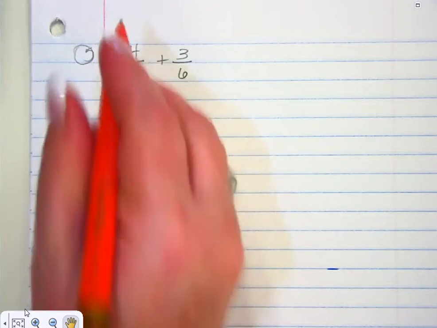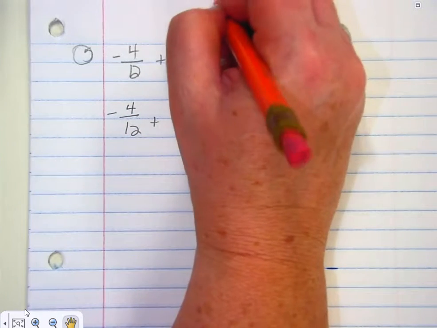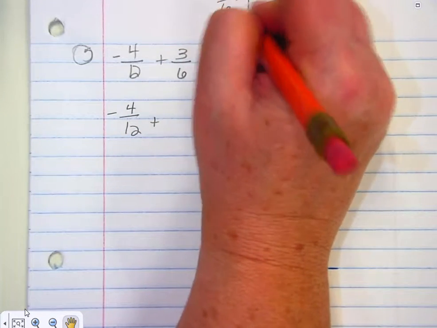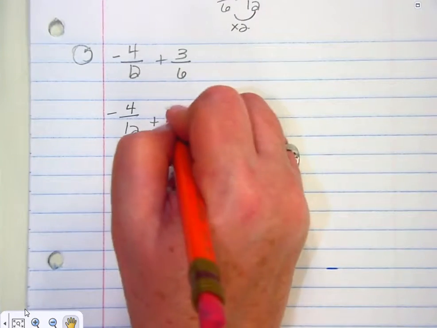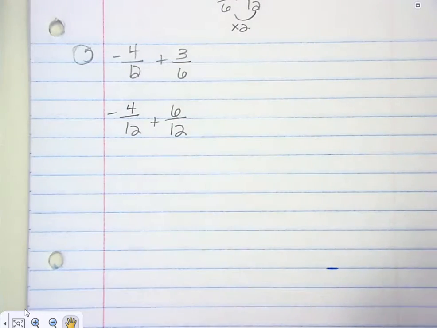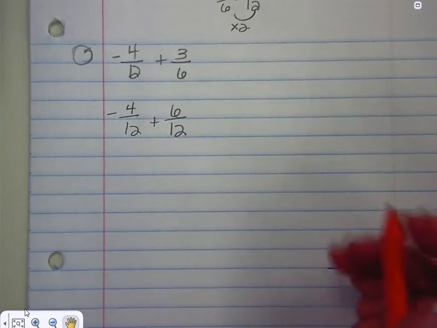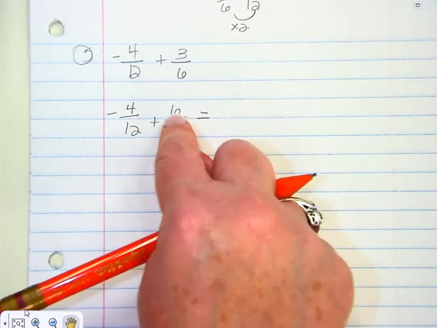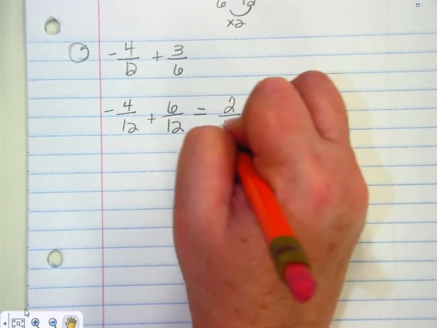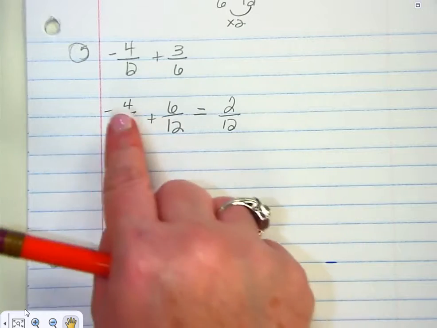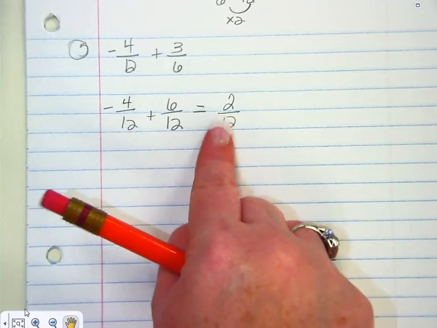Make this a 12. So that's negative 4/12 plus 3/6 equals how many 12ths? Times 2, so times 2, 6/12. The signs are different, so do I add or subtract? Subtract. 6 minus 4 is 2, so 2/12. Is it positive or negative? Which one has the greatest absolute value? 6/12, it's positive, so that's positive.